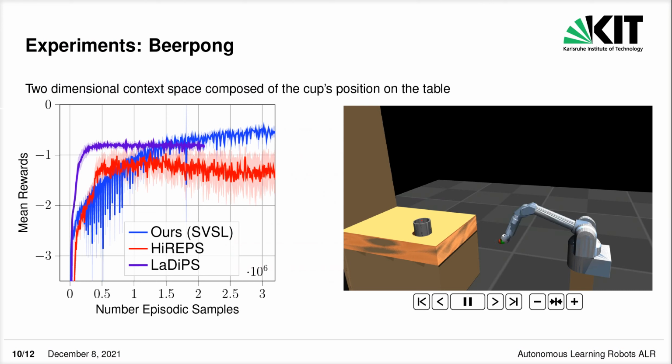We also have conducted experiments on sophisticated simulated robot tasks. In the beer pong task, the robot has to throw a ball into the cup on the table. The different positions on the table form the two-dimensional context space of the task. Different robot joint trajectories lead to different ball trajectories. The video shows examples where we fixed the cup and sampled different solutions to this given context. We can see that the ball flies directly into the cup or bounces once, twice or more on the table before landing in the cup.